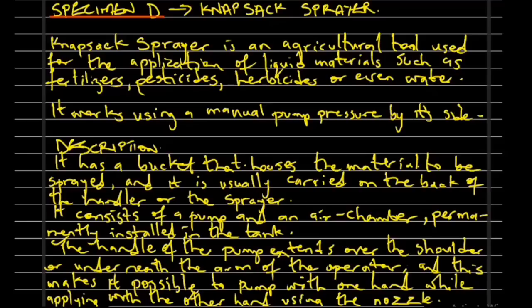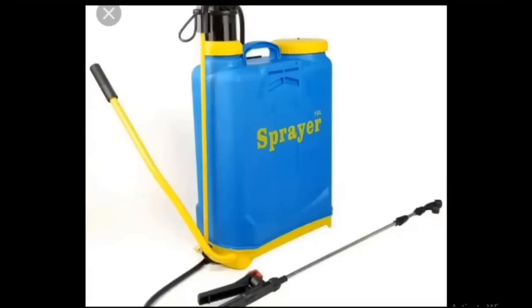So looking at the pictures now, this is an example of a knapsack sprayer. We can see what we are talking about here. This is the knapsack sprayer, and this is the bucket. This is the nozzle with which it is being applied, and it has a hose extending from the base of the bucket to the nozzle. So the operator will press this particular clip here. As the operator pumps this lever up and down continuously, and then presses this clip, the liquid content of the bucket sprays out of this nozzle.